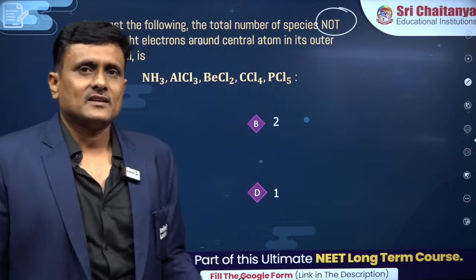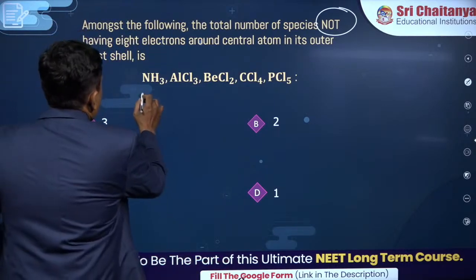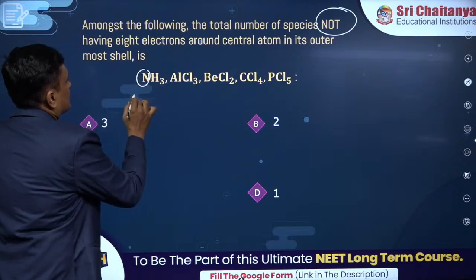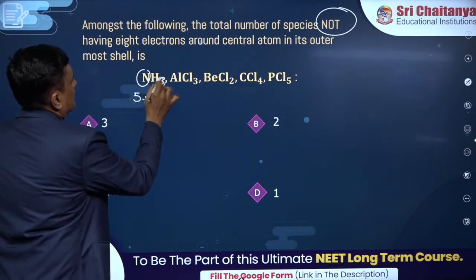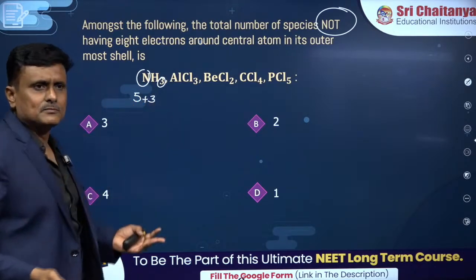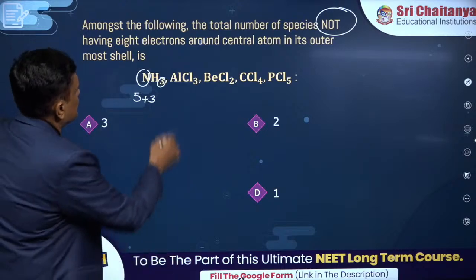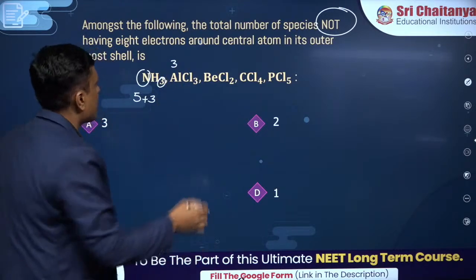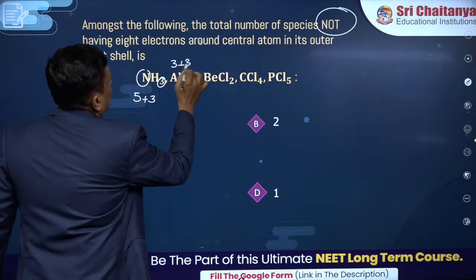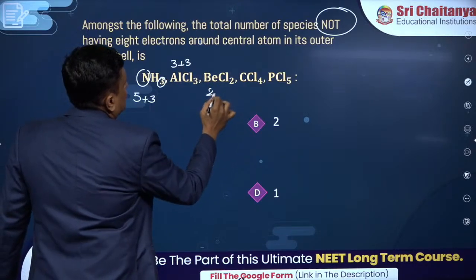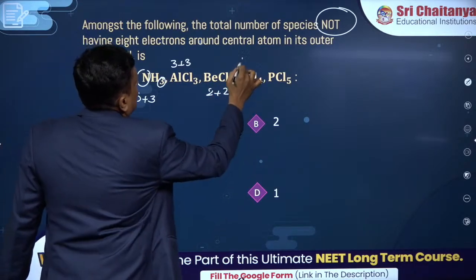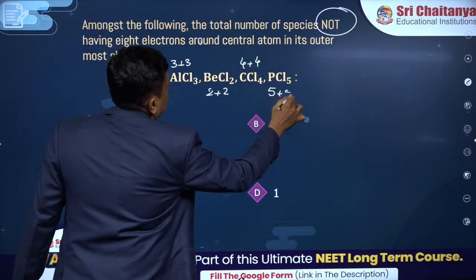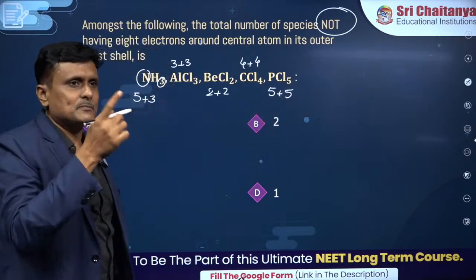You can see the question: the species is not having 8 electrons. Octet theory. How do I know? It's very simple: valence electrons plus number of bonds. Valence electrons of aluminium are 3 because it belongs to the 13th group, plus 3 bonds. Beryllium, second group, plus 2 bonds. Carbon, 4th group, plus 4 bonds. Phosphorus, 5th group, plus 5 bonds. This is how we predict, isn't it?